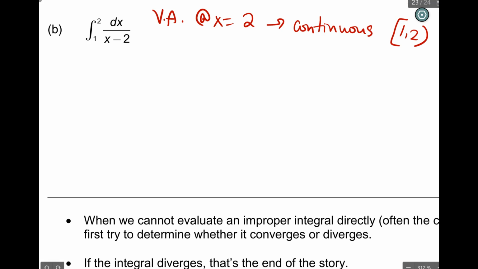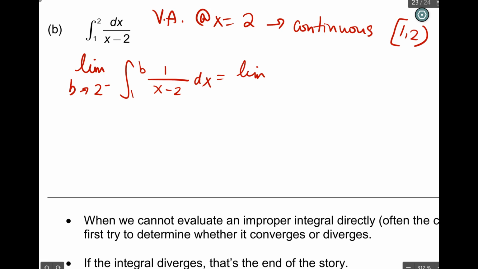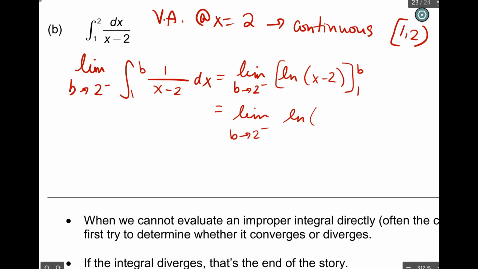So I'm going to do the limit as b approaches 2 from the negative side, because I'm coming from 1 to 2, so I'm getting closer to 2. From 1 to b of 1 over x minus 2 dx. So this will be equal to the limit as b approaches 2 from the left side of ln of the absolute value of x minus 2, from 1 to b. This is equal to the limit as b approaches 2 from the left side of ln of b minus 2 minus ln of 1 minus 2.